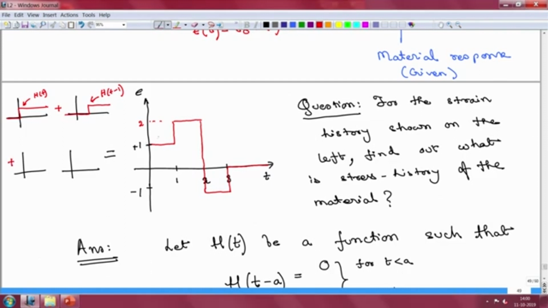Now, if you add these two, at t equal to 1 you will have a function which is going to attain a value of 2, and then it is going to stay at 2 forever. But at t equal to 2, this function here is going to achieve a value of minus 1. So, here actually instead of a plus, this should be a minus, and this is actually 3 times h of t minus 2.